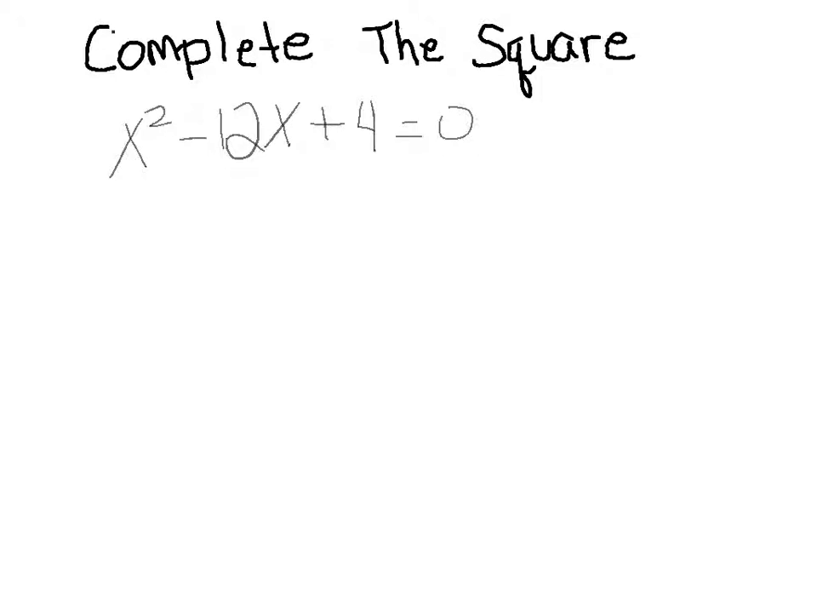I'd like to know the roots or the solutions to this. And I'd also like to know the vertex. And I know I could find the vertex by doing the negative b over 2a. But I can also do it by taking this and going into vertex form. So here's how to do it.